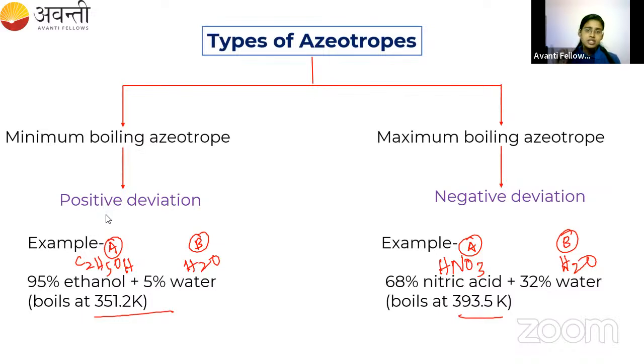The definition for azeotrope, two types of azeotrope. Minimum boiling means positive, maximum boiling means negative, and the examples. We have one example only in each case. Those examples with percentage and the boiling temperature are important. Is it clear to all of you? You're going to study these points under the azeotropic mixture topic. Any doubt from the azeotropic mixture for anyone?